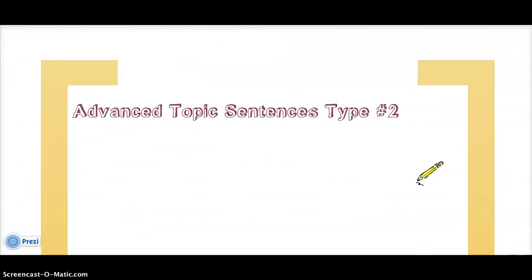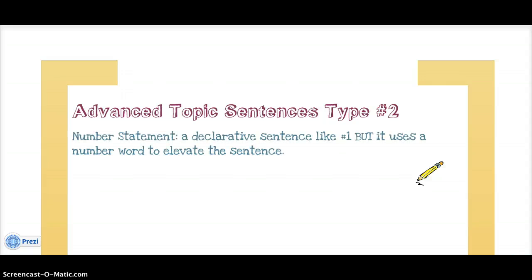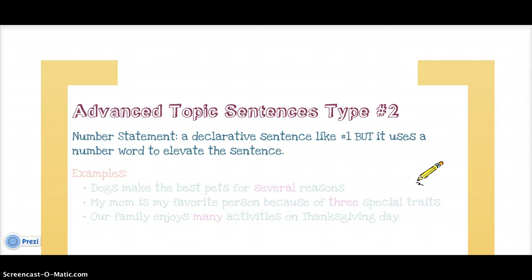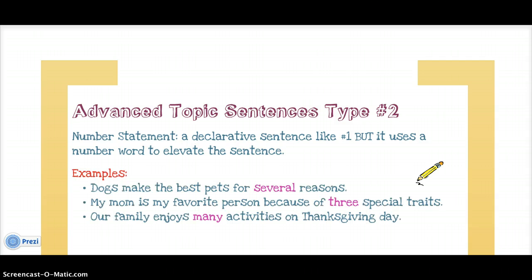All right, the second advanced topic sentence type is the number statement. This is a declarative sentence, just like the last one, but it uses a number word to elevate the sentence. It makes it a little bit more interesting, maybe a little bit more specific. So if you take those three examples, you can make them number statements by adding in words like several. So dogs make the best pets for several reasons. Or my mom is my favorite person because of 3 specific traits. Finally, our family enjoys many activities on Thanksgiving Day. Okay, notice that none of them actually give any of the specific details, just let you know about how many are coming.